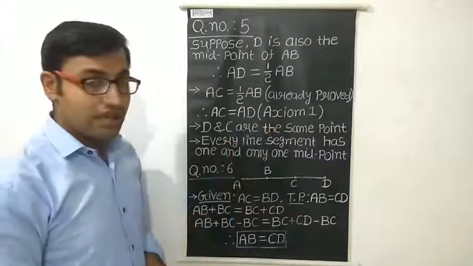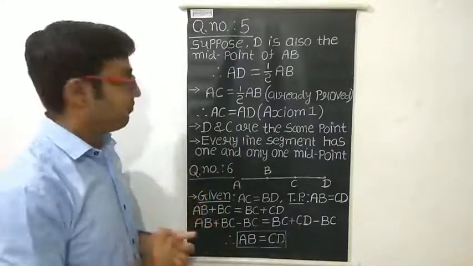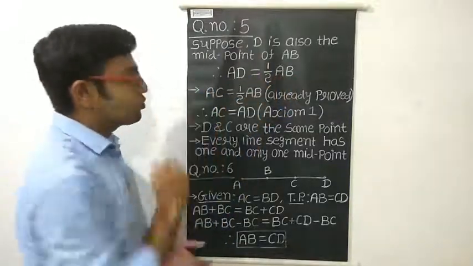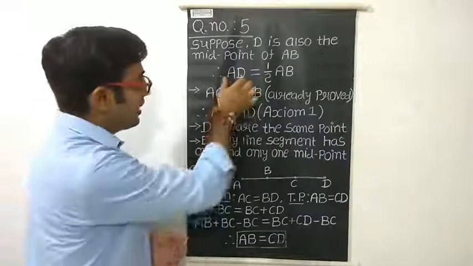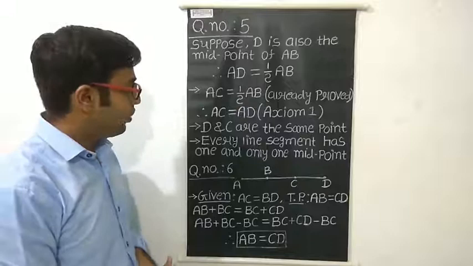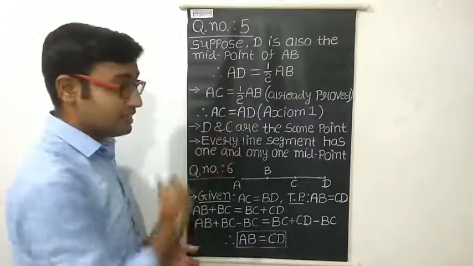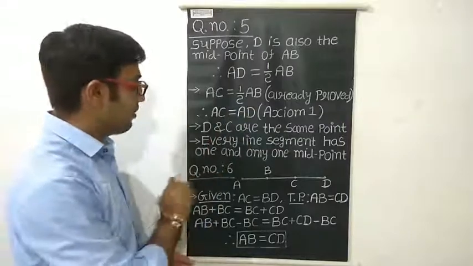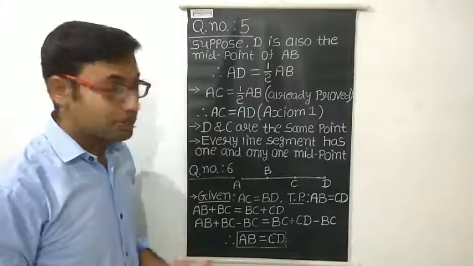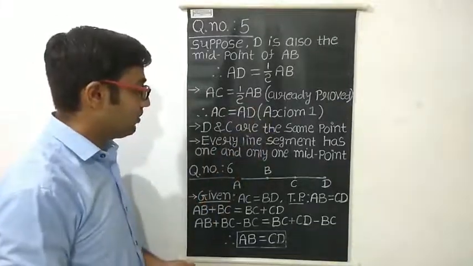Because according to axiom 1, things which are equal to the same things are also equal. AD is equal to 1/2 of AB. AC is also equal to 1/2 of AB. We can say that AD and AC are also equal. Okay, so here we can say that when AC and AD are equal, it is only possible when D and C are the same point. It is only possible when D and C are the same point, otherwise it is not possible.